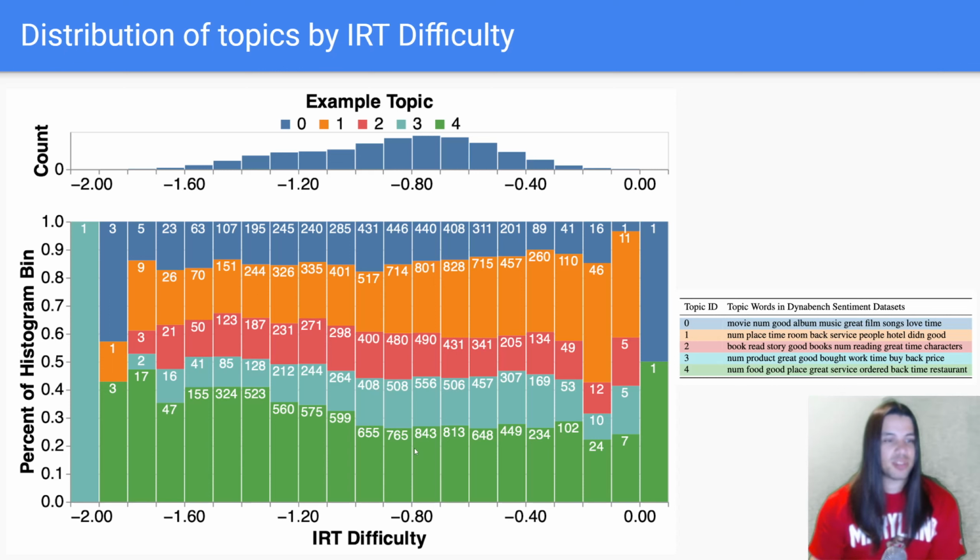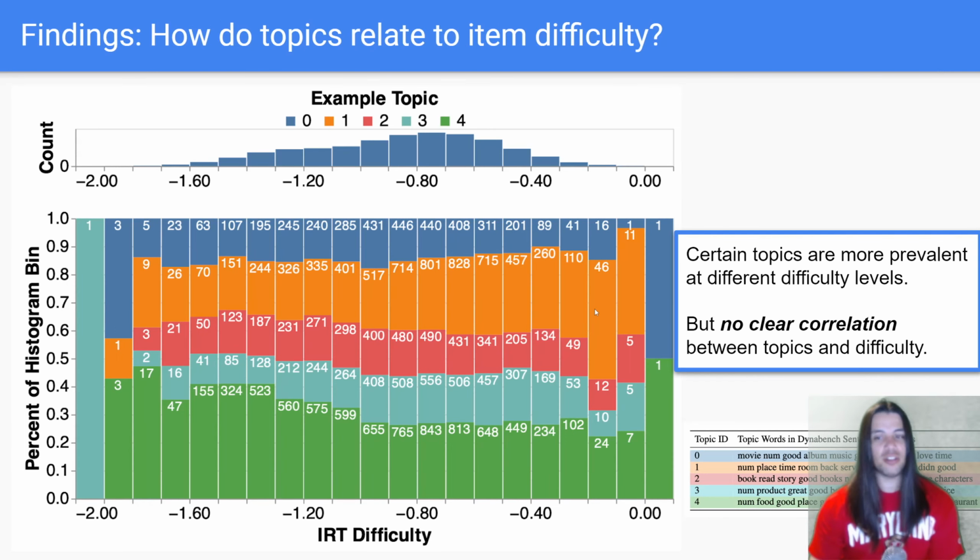So we see some slight patterns that along this lower part of the difficulty, this green topic seems to be easier, food, and slight pattern that on this orange topic, the room or service or people or hotel topic seems to be more difficult, but it's not super clear. It's kind of, you squint a little bit, and this is one of our negative results in the paper, you could say.